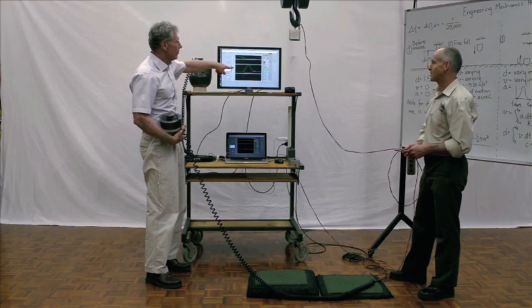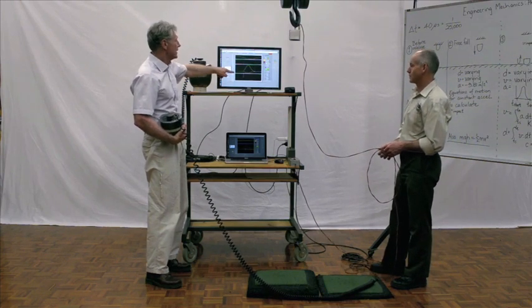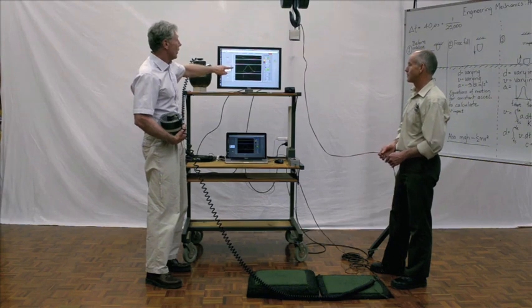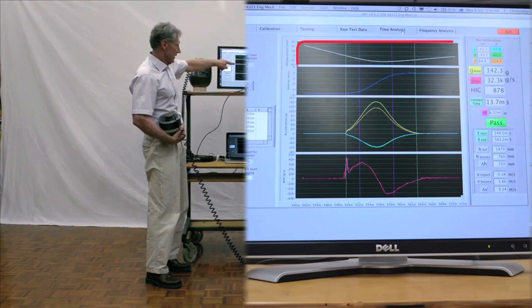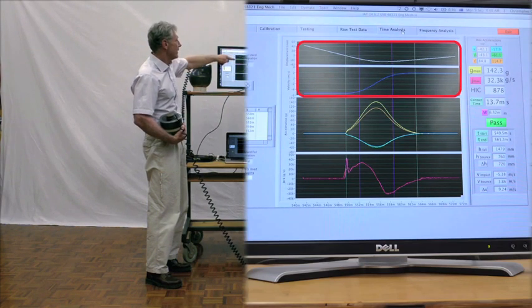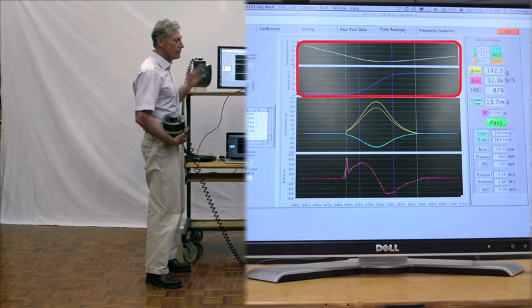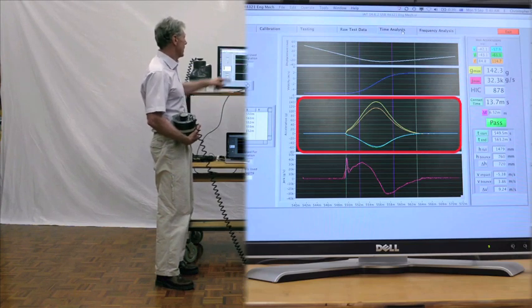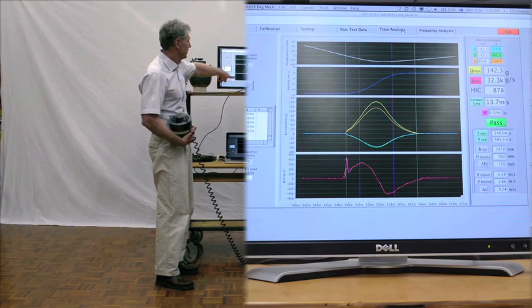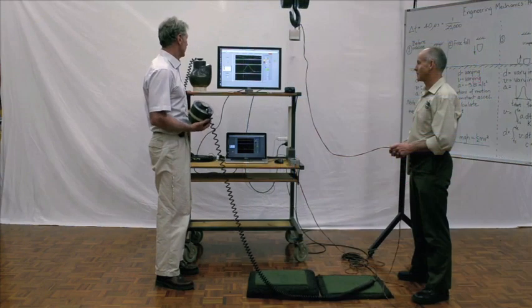So the previous graph was a time along the x-axis and acceleration, or g's, on the y-axis. What we have here is the area under the curve, or the velocity, and here we have the displacement. Velocity is the first derivative with respect to time. The acceleration is the second derivative with respect to time, and the one down here, which you don't have to be too concerned about, is the third derivative with respect to time, which we call jerk.